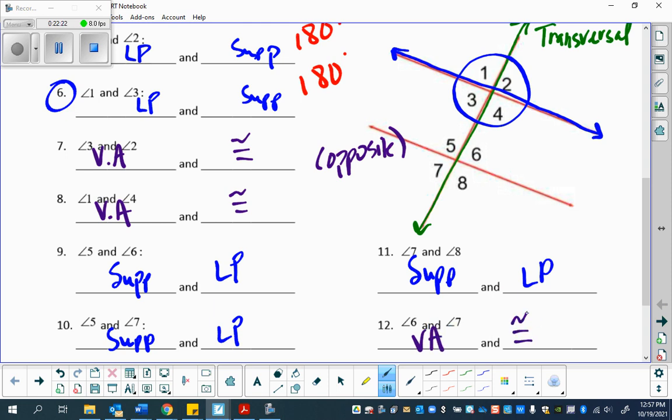Do we agree? Yeah. Okay. So here's what's important for you to recognize, that each of those angle families is created by an intersection of two lines. When that one line intersects two lines, we call it a transversal, and we're going to start talking about angle relationships between these two families.